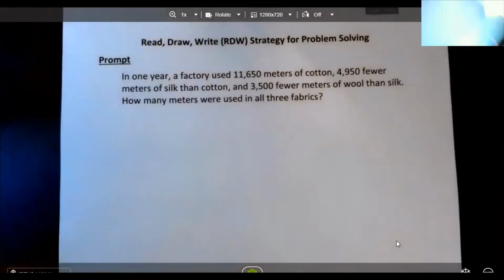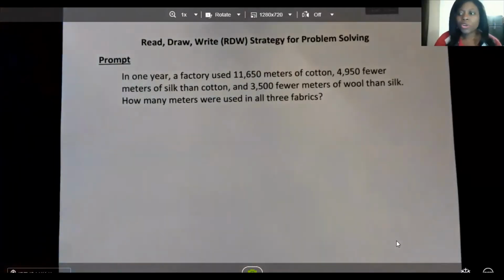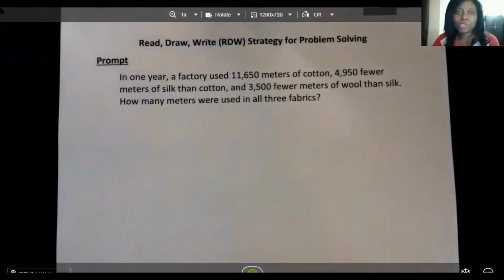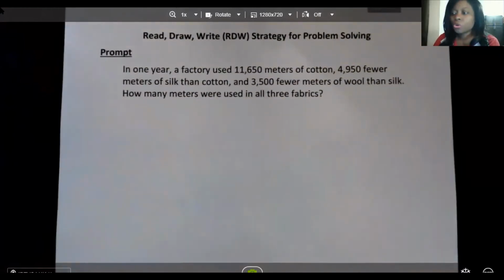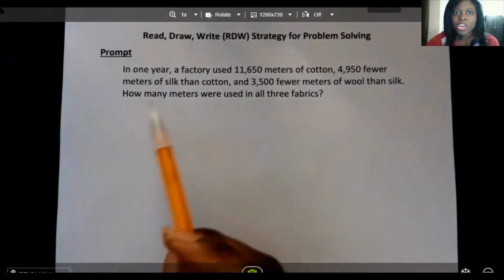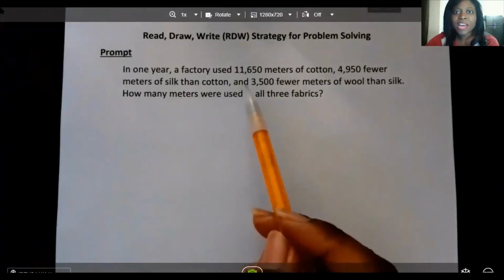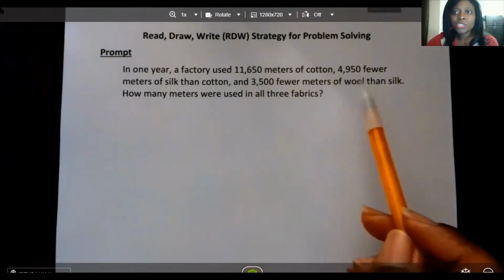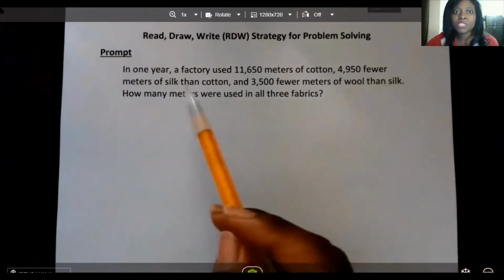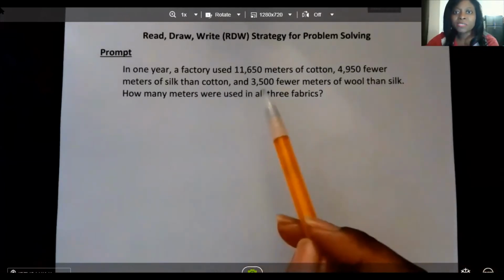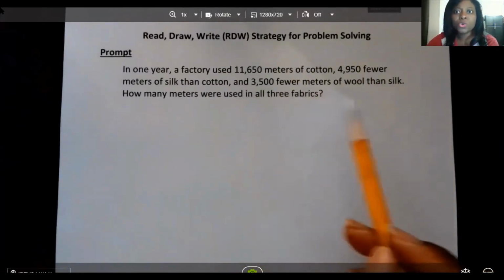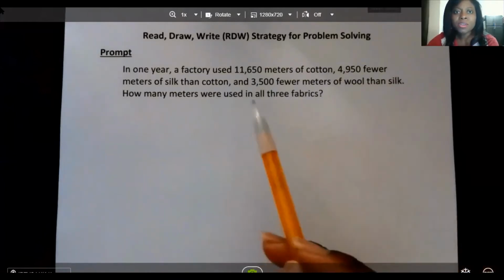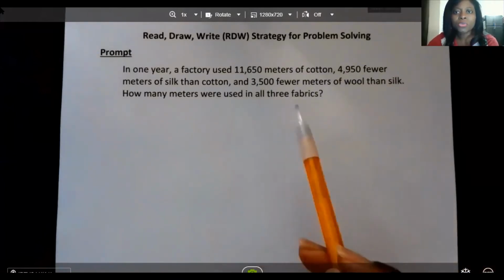I'm going to share my screen because I want to begin solving the problem. Okay, so we're going to read it together. Don't unmute yourself. Just choral read with me. In 1 year, a factory used 11,650 meters of cotton, 4,950 fewer meters of silk than cotton, and 3,500 fewer meters of wool than silk. How many meters were used in all three fabrics?